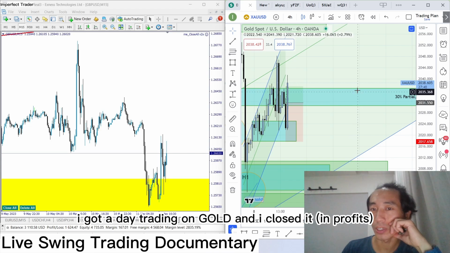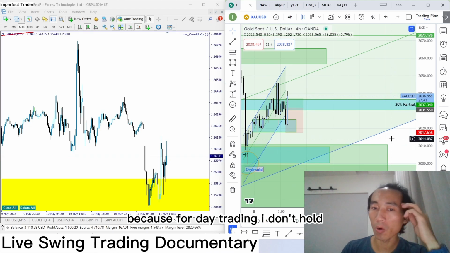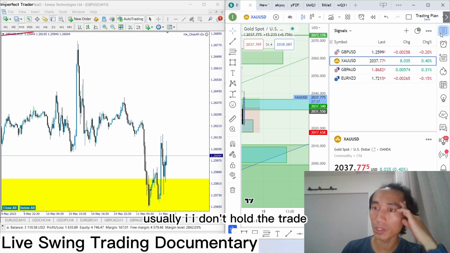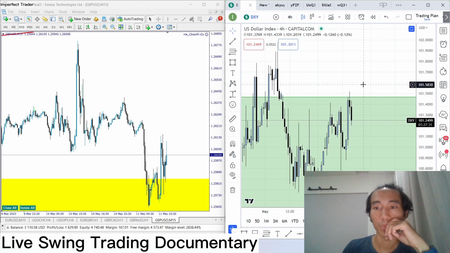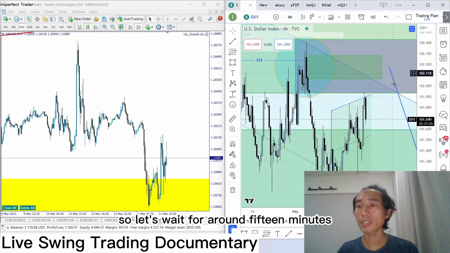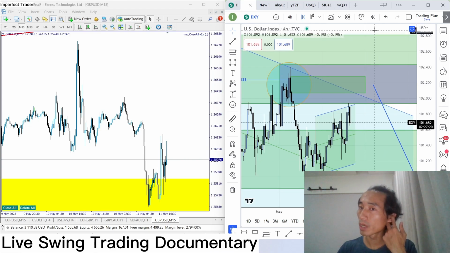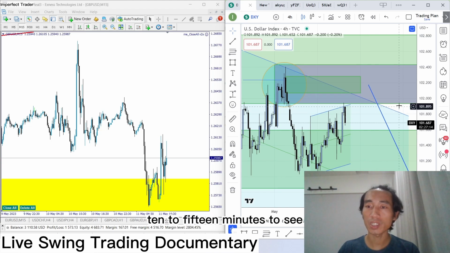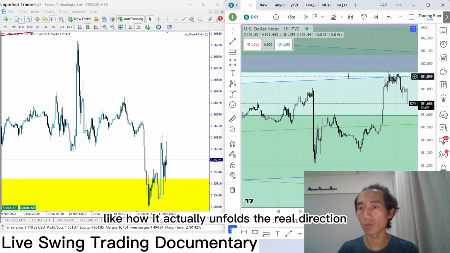I got a day trade on Gold and I closed it because for day trading I don't hold when we got news coming out. Usually I don't hold the trade. So let's wait for around 15 minutes and I will update you how the XY goes, because we're gonna wait for 10 to 15 minutes to see how it actually unfolds the real direction.